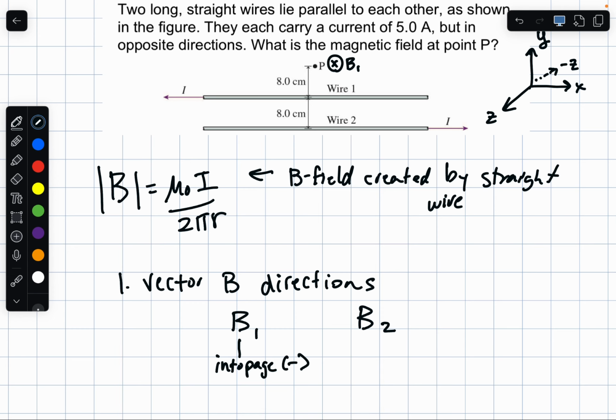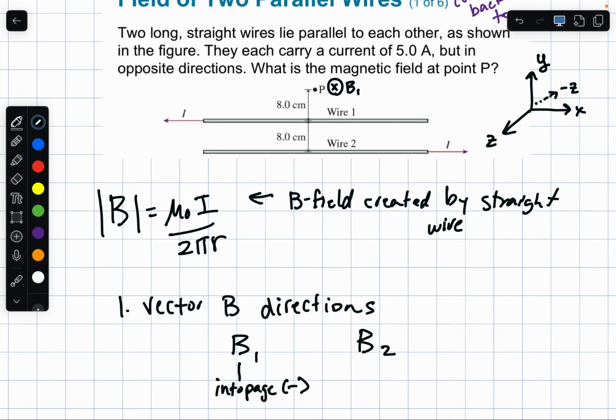So what about B2, the magnetic field created by wire 2? Our thumb will point to the right, because wire 2's current is pointing to the right. P is above the wire, so I stop my fingers when they're above my thumb, and that's a B field pointing out of the page. I'm just going to draw B2 right here, but technically they're on top of each other. B1 is pointing into the page, B2 is out of the page, so we'll make this positive.